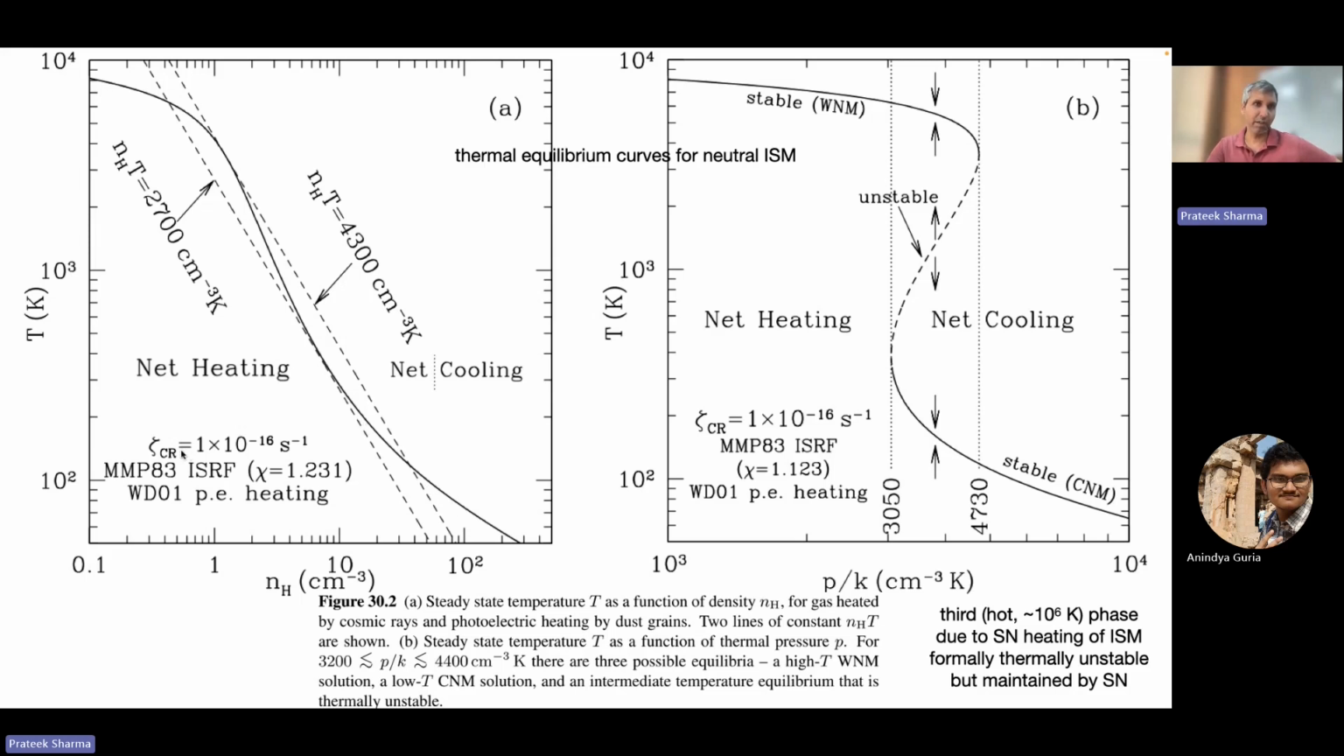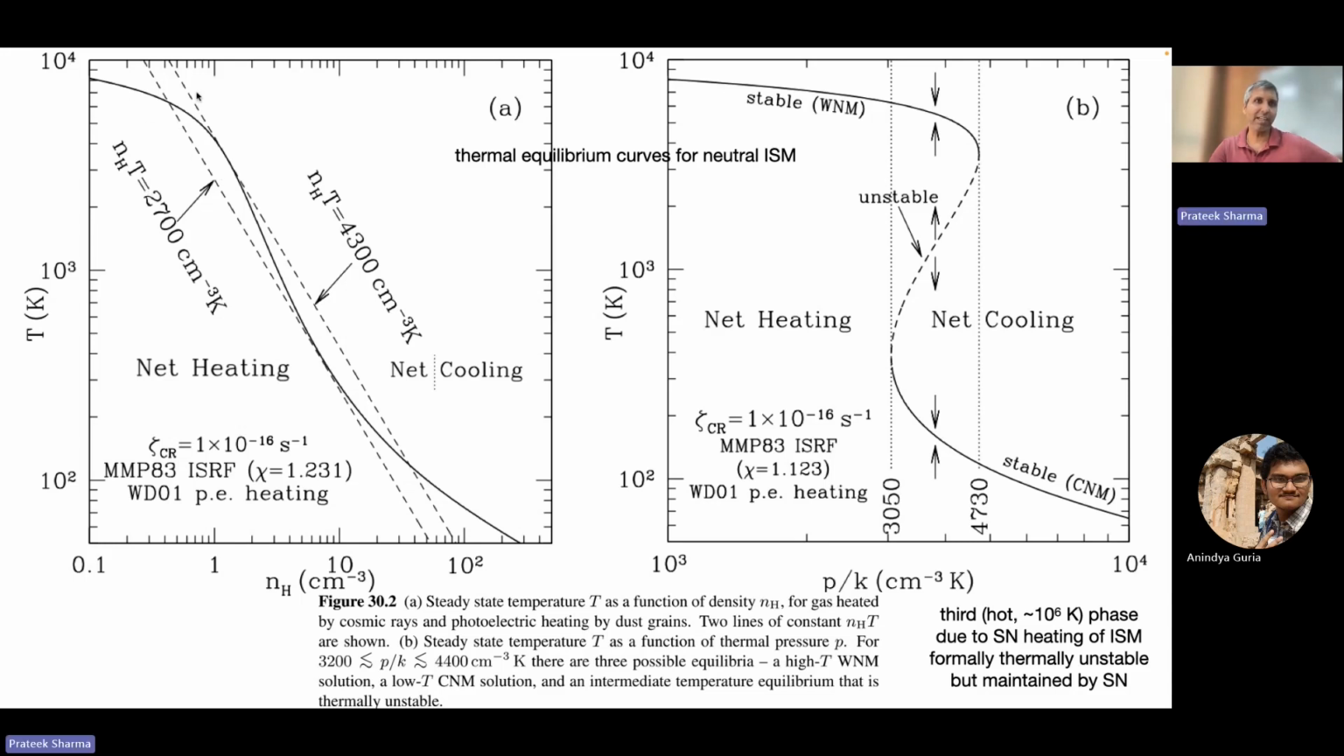This assumes a primary cosmic ray ionization rate of this much. It assumes an interstellar radiation field given by this paper. These are all technical things, and we don't really have to get into that. And it assumes dust photoelectric heating from this model. We don't really have to get into that either. But the point is, you get a curve like this.